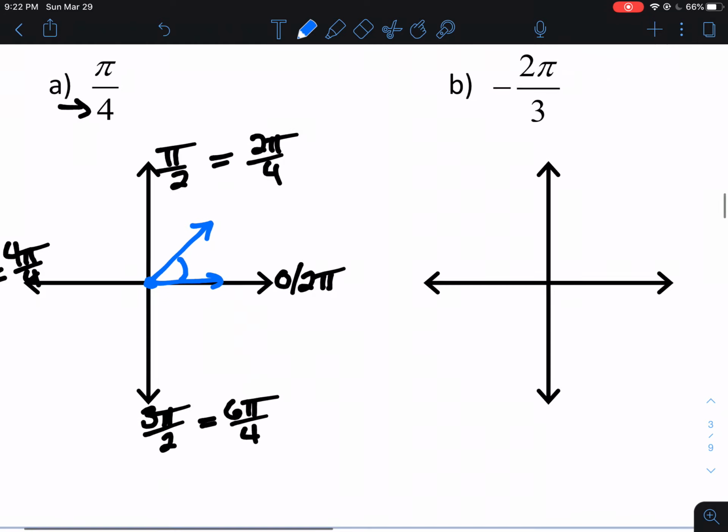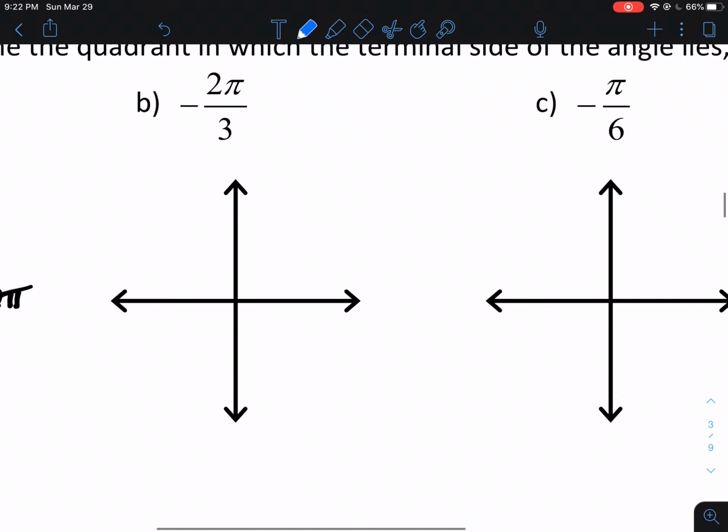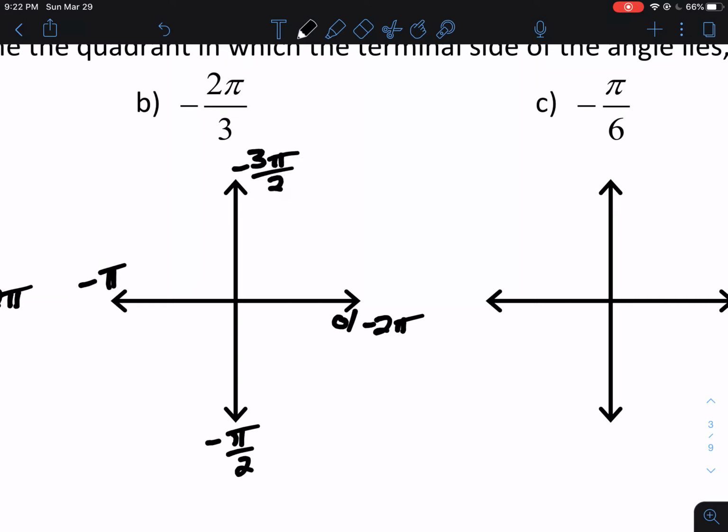Okay, so for example B, we're going to look at negative 2 pi over 3. The same way that we would for degrees and going around clockwise, we'll do the same thing here. So we start at 0 and, well, I should be more careful. This should have been 0 and negative 2 pi. Then we've got negative pi over 2, negative pi, and negative 3 pi over 2. So those are your quadrantal angles for radians: 0, pi over 2, pi, 3 pi over 2.